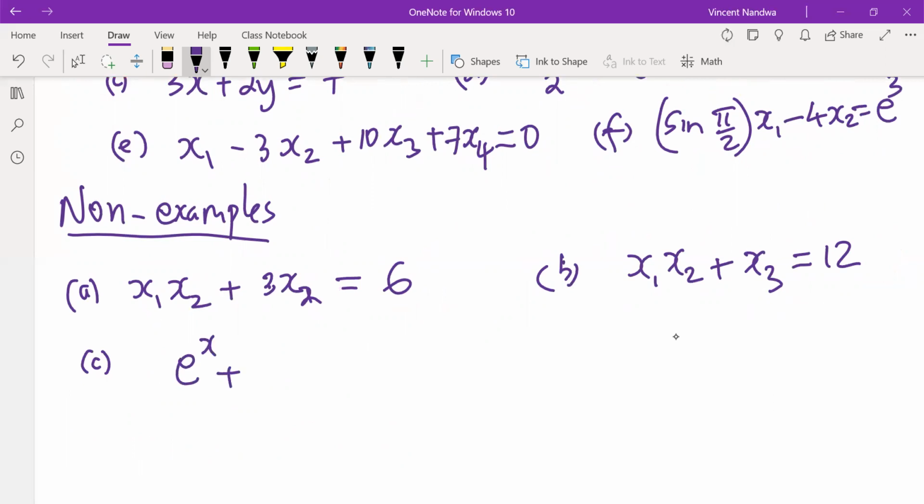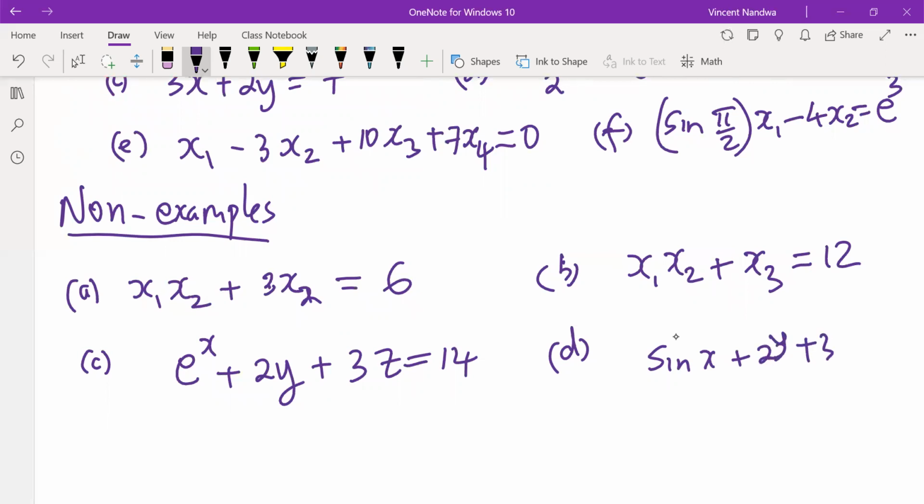e raised to the power x plus 2y plus 3z equals 14 is not linear because of this e raised to the power x. Sine x plus 2y plus 3z equals 10 is not linear because of sine x. And 1 over x plus 1 over y equals 10 is also not linear, because if you put the left-hand side over the same LCM, you'll have the product xy. And you can give as many non-examples as you can.